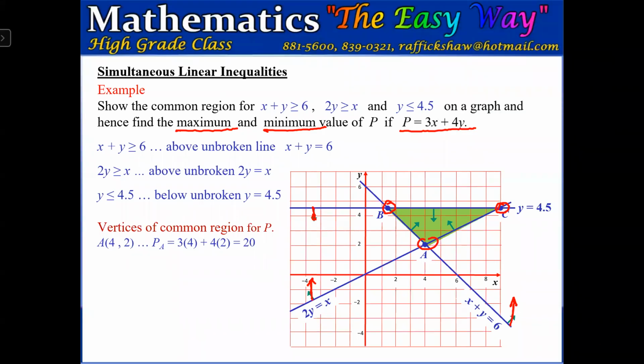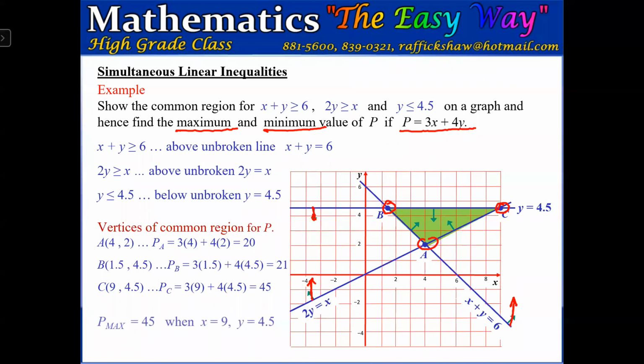And then you go to the vertices where you do a calculation. So you do a calculation, for example, at the point A, which is 4, 2, do a calculation at the point B, which is 1.5, 4.2, and get the P value there. And you do a calculation at C, and then you can know which one is the maximum and which one is the minimum. The maximum is 45 at the point C, which is 9, 4.5, and the minimum is 20 at the point A, which is 4, 2. So stuff like this you have to answer.